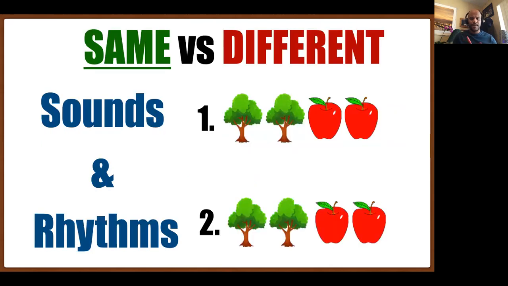Whoops, excuse me. What did I just play? For both, I played tree, tree, apple, apple. All right, good job. Give yourselves a hand. Okay, one more to go.